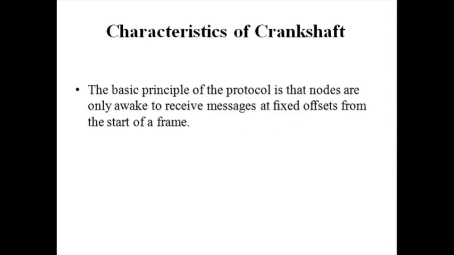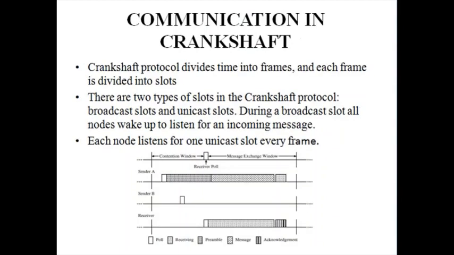Crankshaft protocol is used for static wireless sensor networks. The basic principle of the protocol is that nodes are only awake to receive messages at fixed offsets from the start of the frame. Communication in Crankshaft protocol divides time into frames, and each frame is divided into slots. So there are two types of slots in Crankshaft: broadcast slot and unicast slot. During the broadcast slot, all nodes wake up to listen for an incoming message, and any node that has a broadcast message to send contends with all other nodes to send that message.